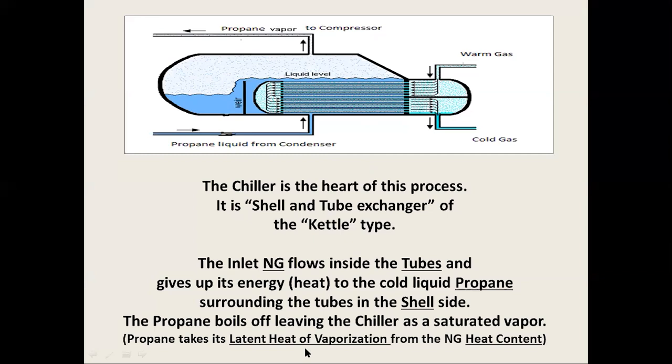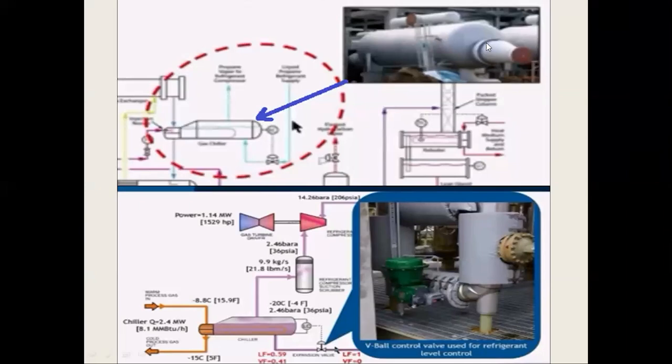Okay. Here is a photo of the chiller as it is present in the plant. And here, as it is present in the drawings, okay? I intentionally show this to my students. This is how the chiller looks in the plant. Okay, and this valve is shown here in this photo too, okay? This photo shows the valve in the propane refrigeration cycle. Okay.